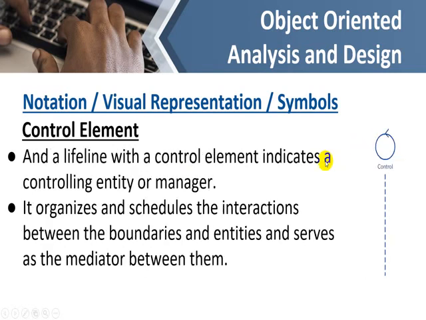So this is the diagram. Control element. A lifeline with a control element indicates a controlling entity or manager. Sometimes there is a controlling entity that controls what has to be done, but not how it will be done. So, in fact, this image is shown as the control. Again, I will repeat, nowadays we do not use these particular symbols for the sake of simplicity, and we draw only rectangles, and inside the rectangle we write down the control, but it is better to use the real symbols, right?